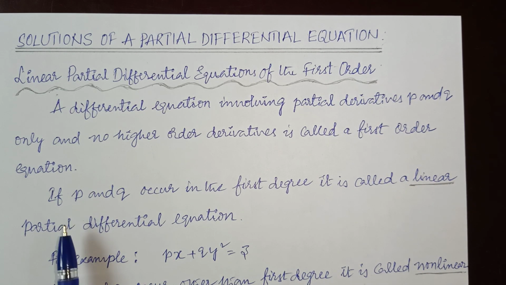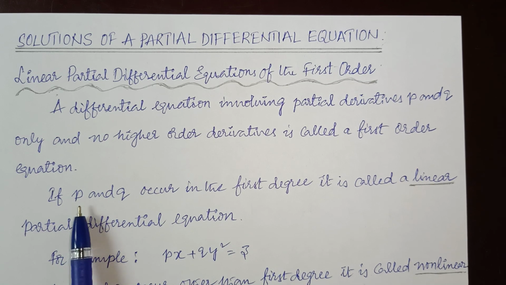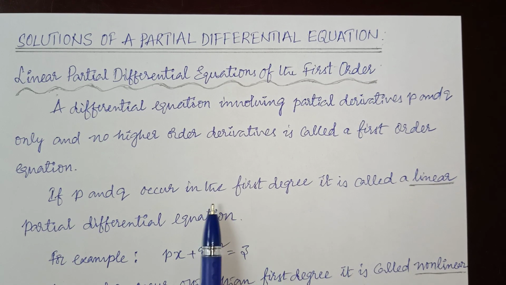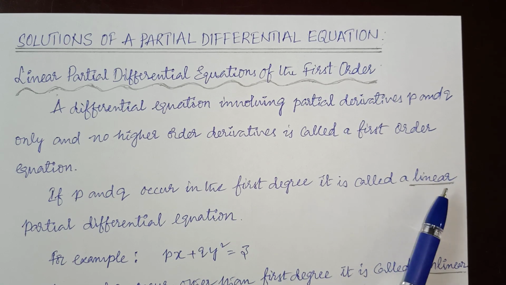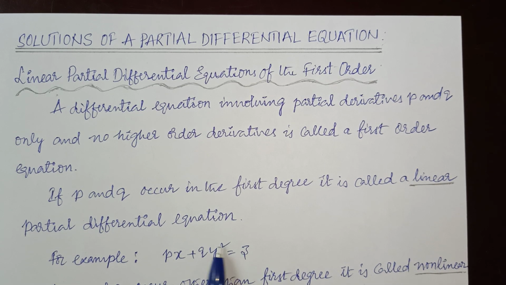Okay. So now, what is a linear partial differential equation? If small p and small q occur in the first degree, it is called a linear partial differential equation. For example, here px plus qy square is equal to z. You can see the degree of p is 1 and the degree of q is 1. So this is one of the examples we can take as a linear partial differential equation.